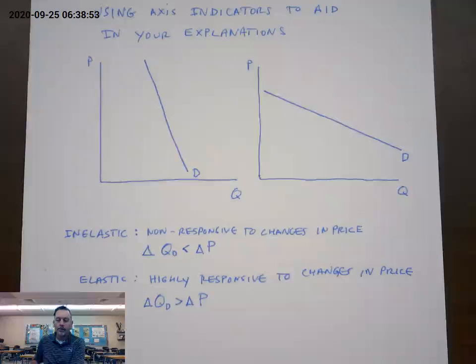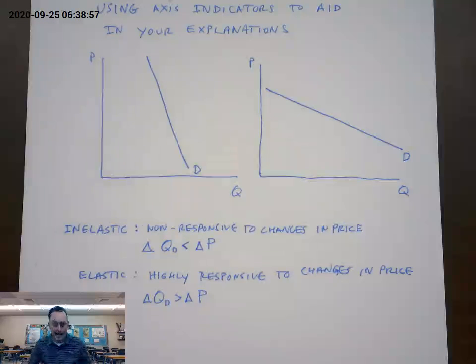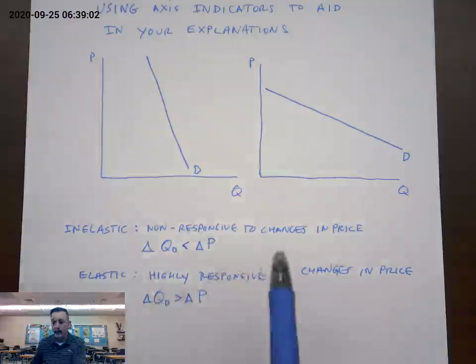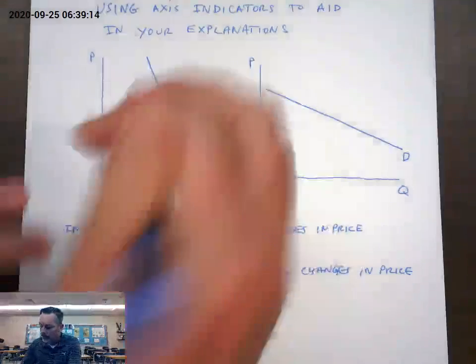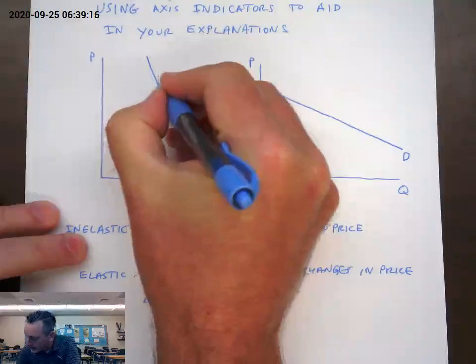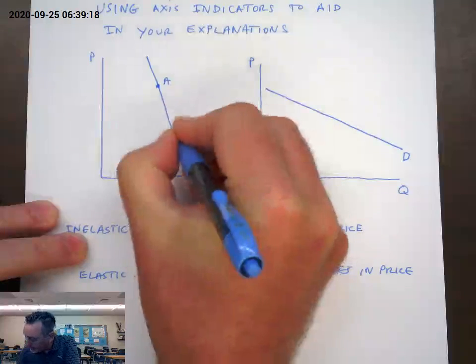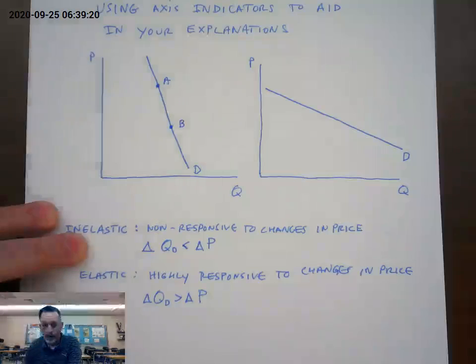So here we go. This is us using axis indicators in order to aid in our explanations of elastic and inelastic. Because once again, we might be able to guess which one of those is elastic and which one is inelastic, but let's just show the reader of our paper that we know it, and we know it well. So I'm going to put 2 points on this. Point A and point B.